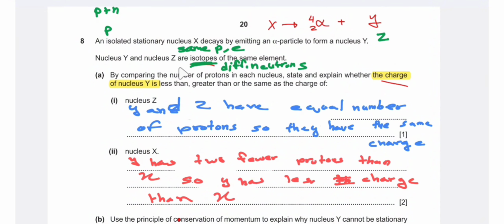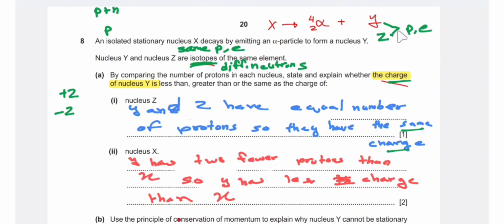Y and Z are isotopes, and isotopes are atoms of the same element with the same number of protons and electrons but different numbers of neutrons. So Y and Z have the same protons and electrons, which means they have the same charge. The proton number or electron number determines the charge, for example +2 or -2.